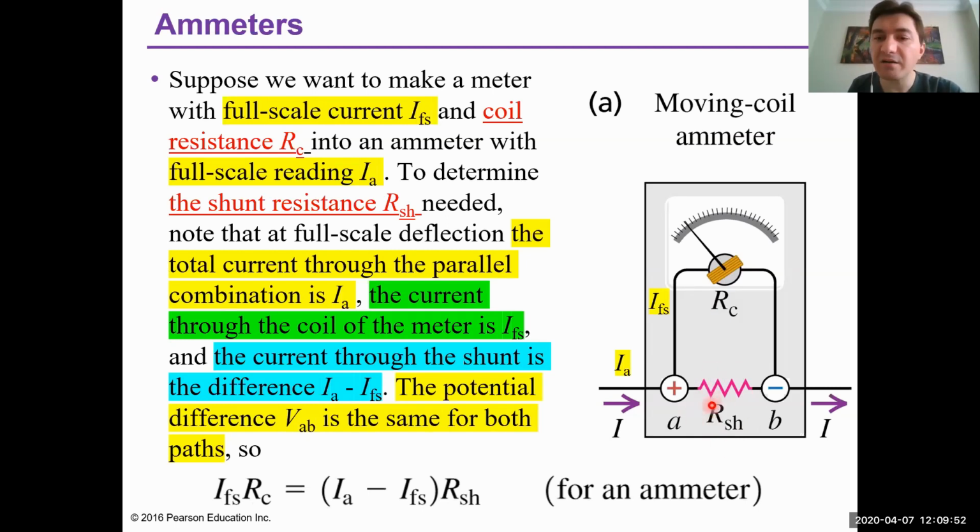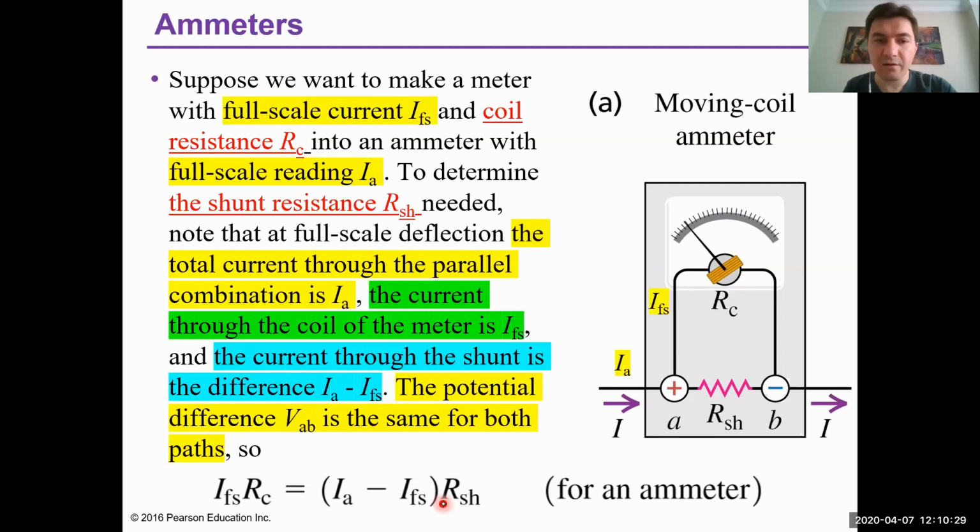Then the current passing through that shunt resistor is given by IA minus IFS, like this. This is the total current, and this is the current passing through the galvanometer, the coil, okay? And we need that current. By applying Kirchhoff's junction rule, you can get that the current passing through the shunt is given by that expression, IA minus IFS, okay?